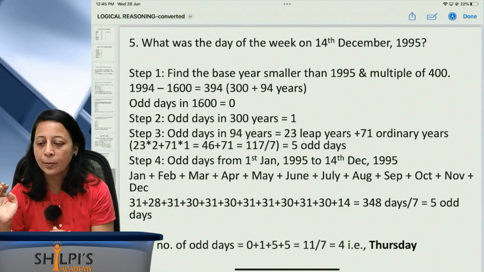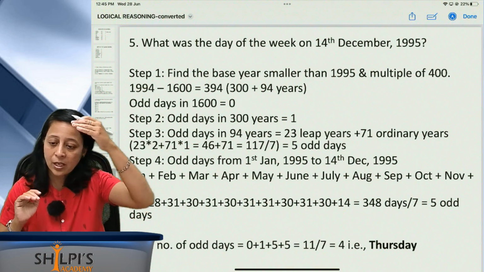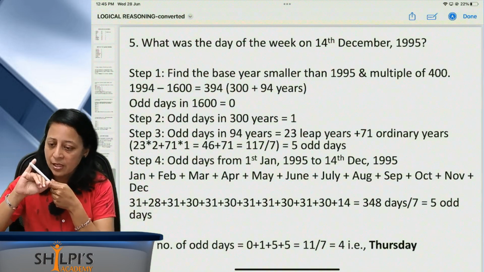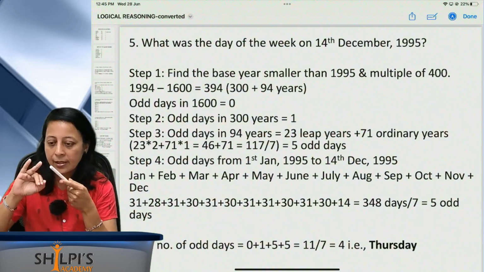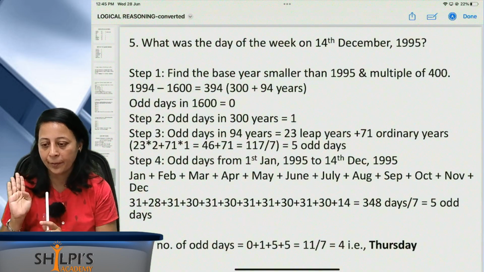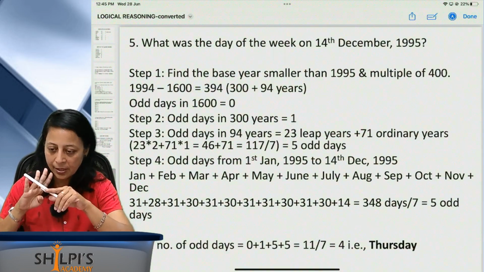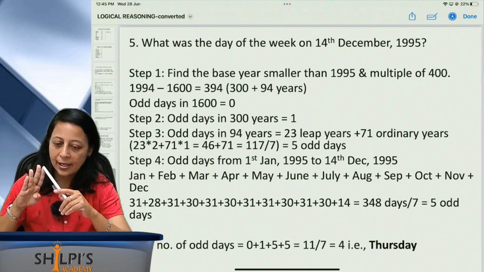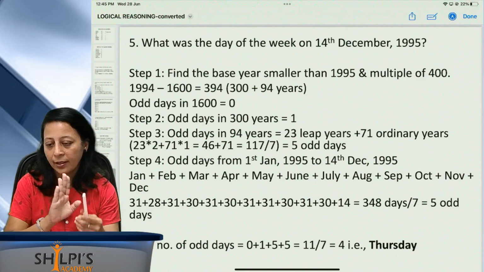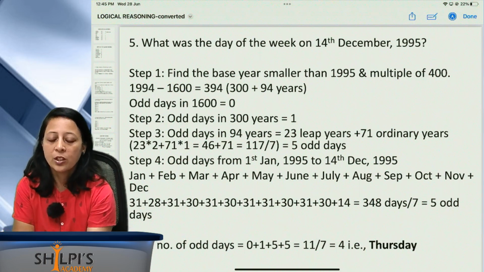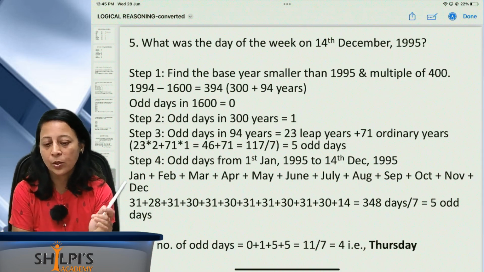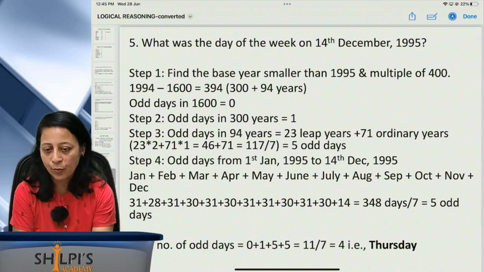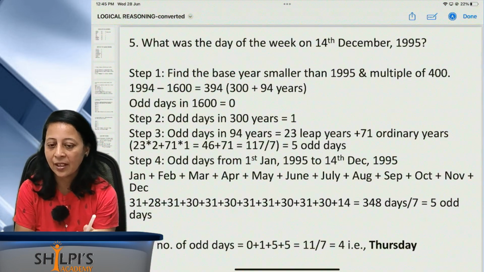So 1994 minus 1600. You have to start from the first year. Always remember, first you start with your centum years, then go for the years, then months, then days, to find out the day of the week. So 1600 means it is 0. The leftover now, 1994 minus 1600, is 394 days.